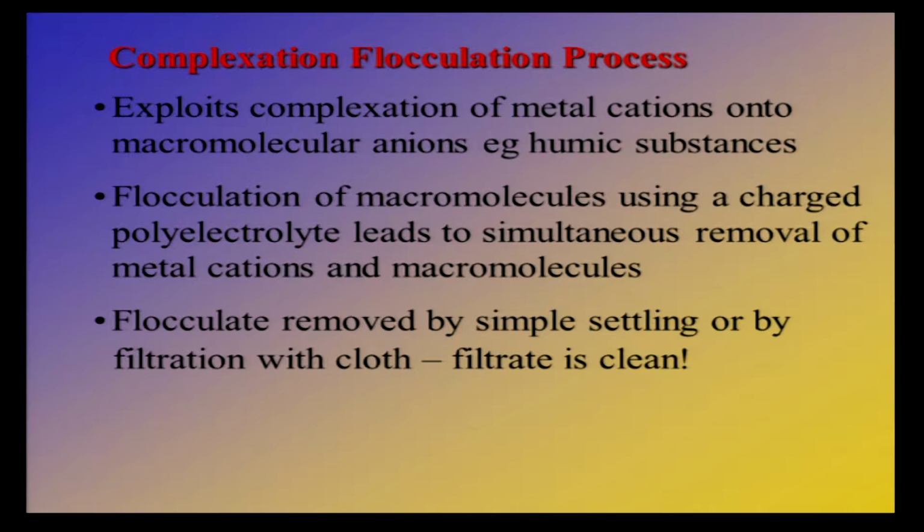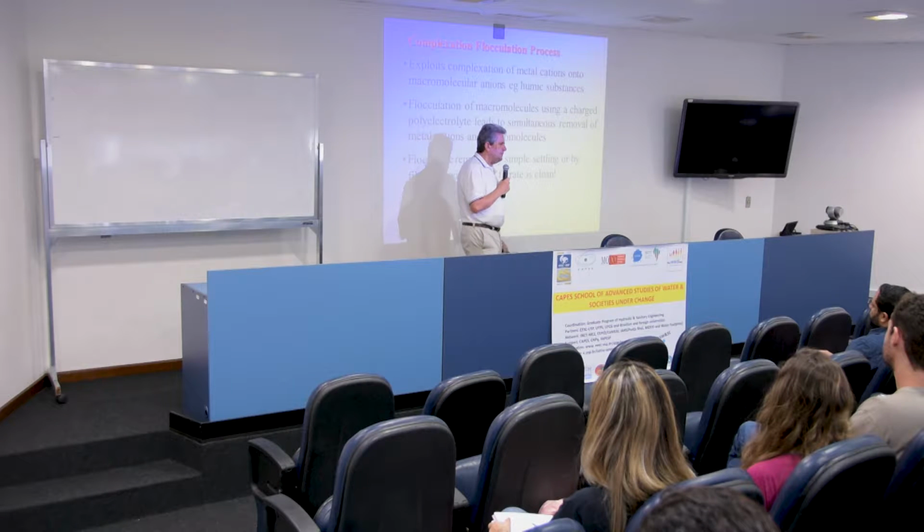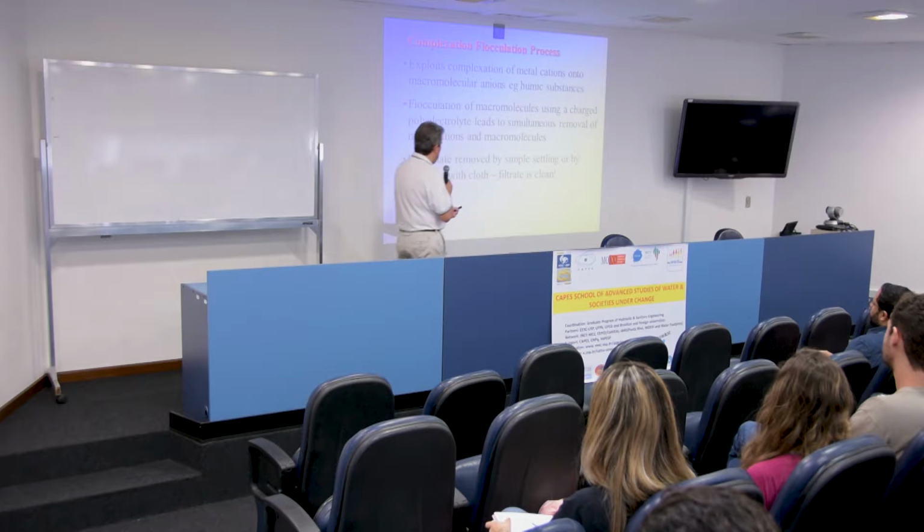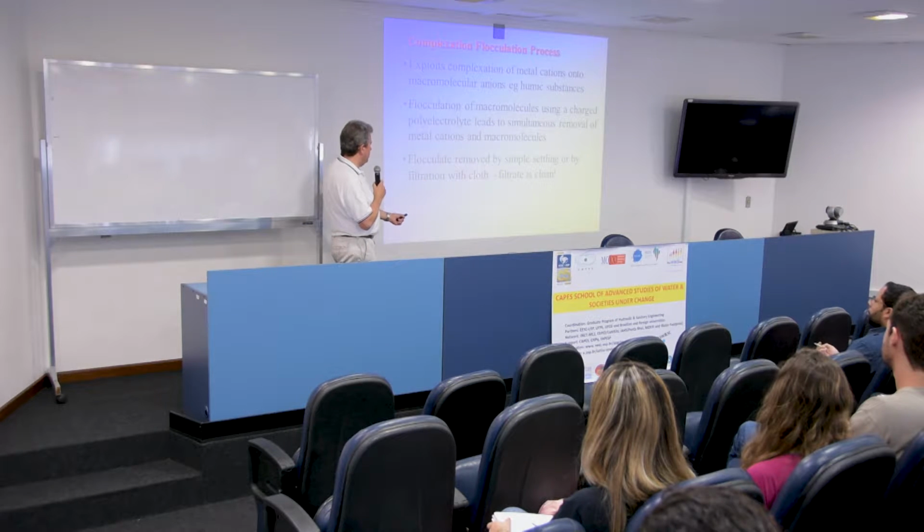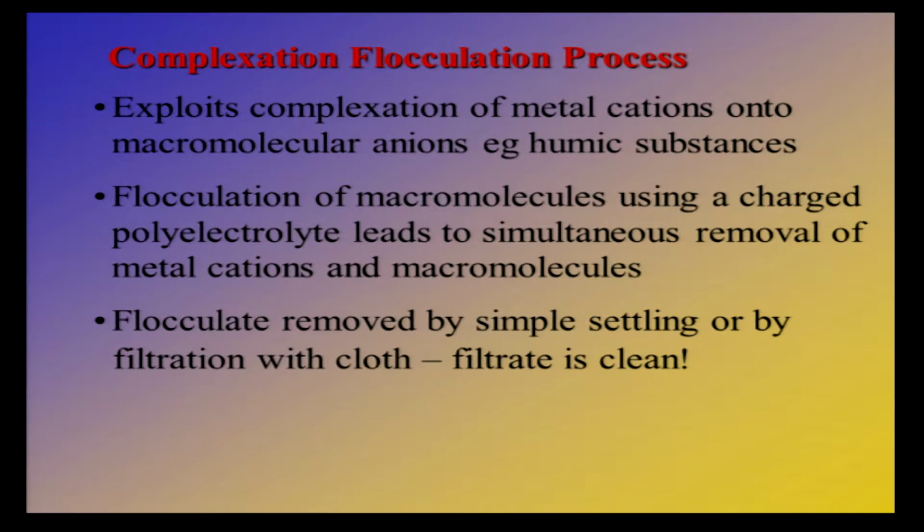We've removed the metal ions. We've removed the humic acid. If we want to recover the metal ions, we can do that as well in the way that I explained yesterday. So the flocculate is removed by simple settling. That's what's easy. Large particles can settle out, and that's much more convenient. Or we could use a filtration using a cloth or a piece of paper, something like that. But the filtrate we get, the water that comes out, is clean, and the sludge that's retained on the cloth will contain the materials that we've removed.